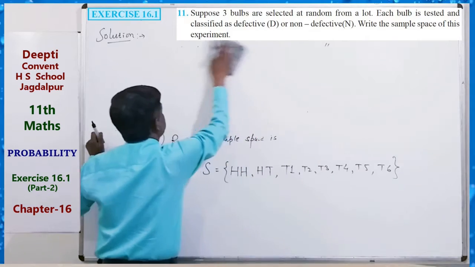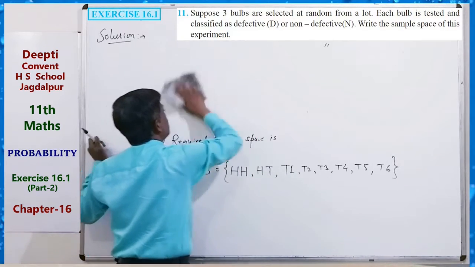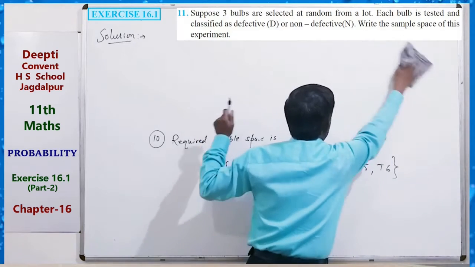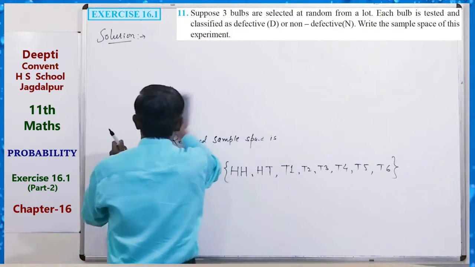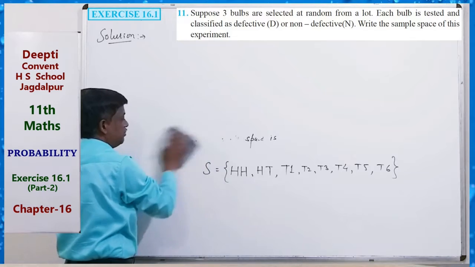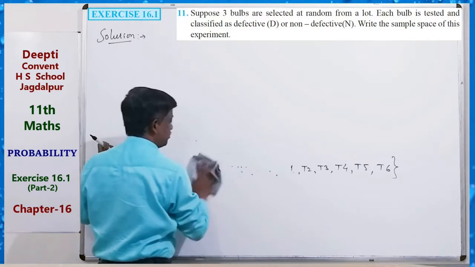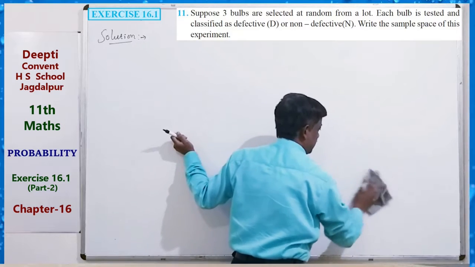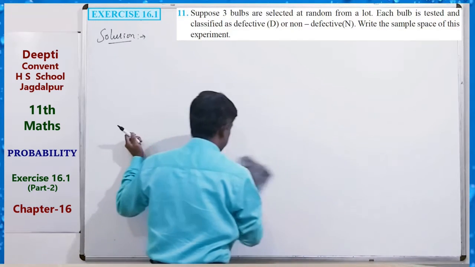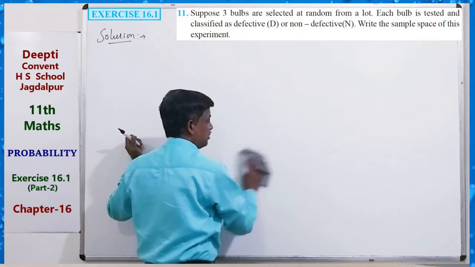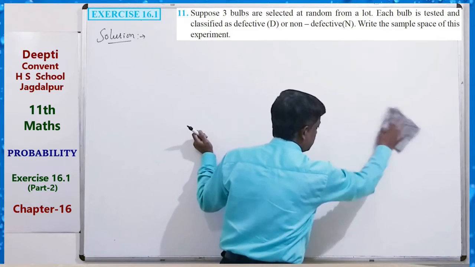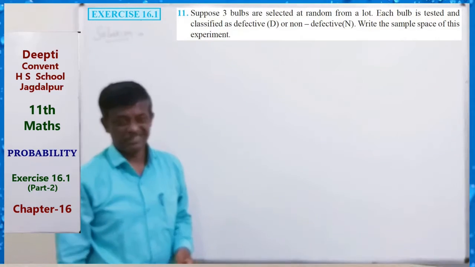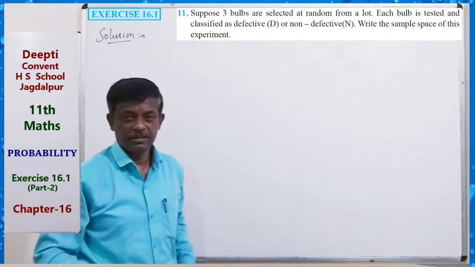Defective, a lot of bulbs, we are having a lot of bulbs, they are defined as defective or non-defective. So suppose defective are denoted by D and non-defective are denoted by N. Then there are 2 types of bulbs in a lot. Just we are selecting 3 bulbs.